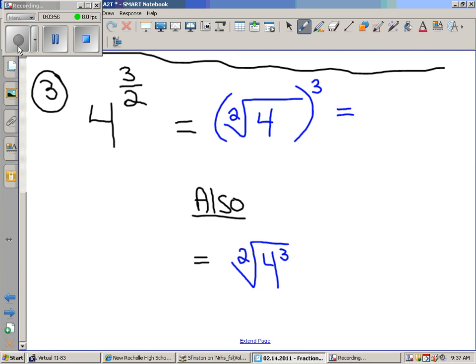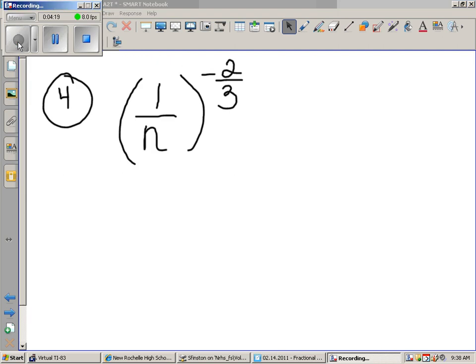Yeah, the square root of 4 is 2 and 2 cubed is 8. 4 cubed is 64 and the square root of 64 is 8. And everybody knows that if you wanted to punch this into your calculator using the exponents, you'd have to use parentheses. Do you know what I mean, or do you need to see that? Okay, good. All right, let's keep going.